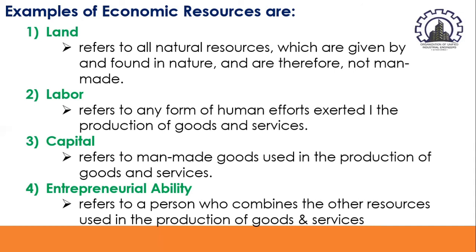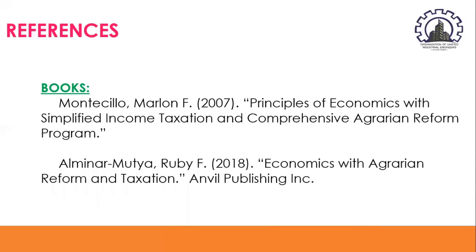And the last example of economic resource would be entrepreneurial ability. If we say entrepreneurial ability, this refers to a person who combines the other resources used in the production of goods and services. Meaning to say, actual production needs the ability of an entrepreneur to decide on and implement the right combination of the first three factors of production. And take note that profit is the amount that is left behind after all allocations to other economic resources. And aside from land, labor, capital, and entrepreneurial ability, additional economic resources would be money, machineries, technology, and we also have competent managers.